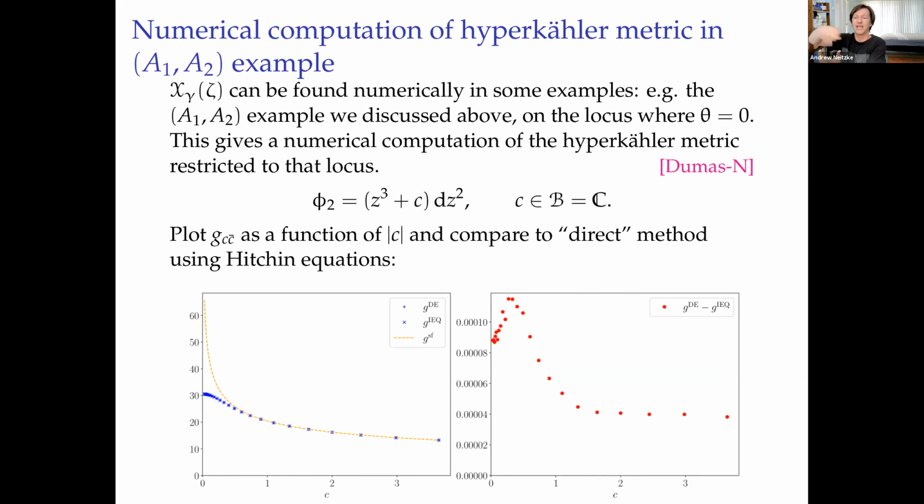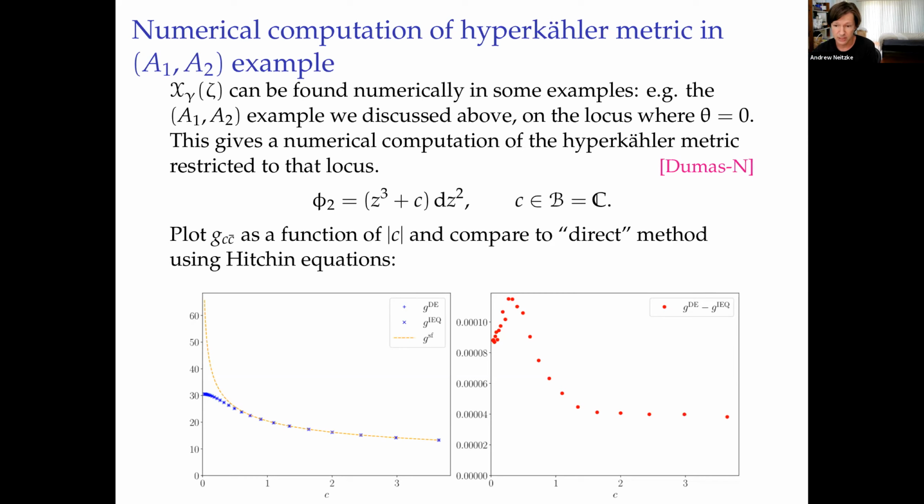And moreover, there's a sort of rotation invariance in the story. Just by taking z goes to e to the i theta times z, that can be undone at the cost of rescaling the parameter c, and because of that, everything only depends on the absolute value of c. And so ultimately, the metric, I'm writing it g c c-bar, that's the metric coefficient, depends only on the absolute value of c. And so you can just plot that function.